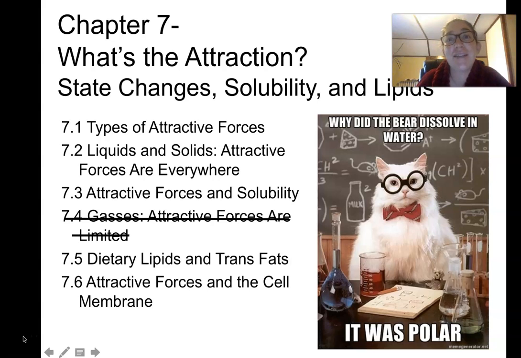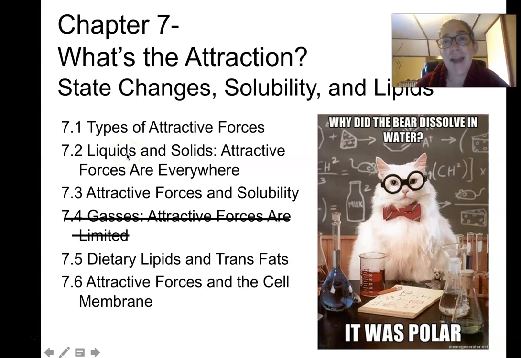Chapter 7 is all about attractive forces. These are forces that hold molecules together, and they're not quite as strong as bonds, but they do have strength, and they're very important in chemistry and in biology. So we're going to talk about the different types of attractive forces. We'll talk about how they contribute to the states of matter, like liquids, solids, and gases.